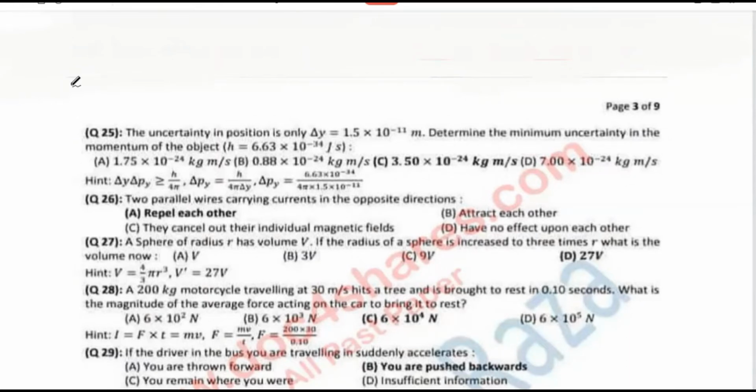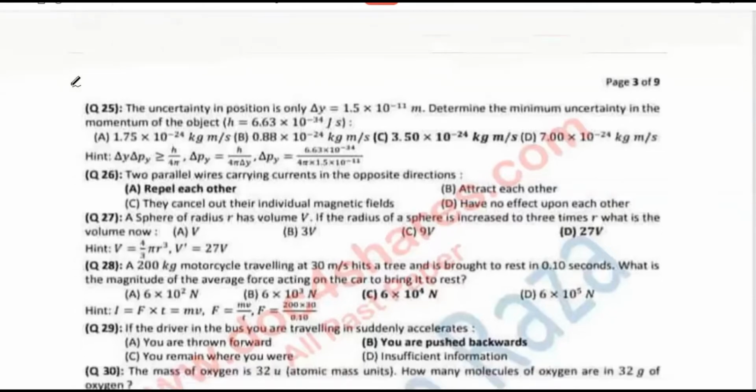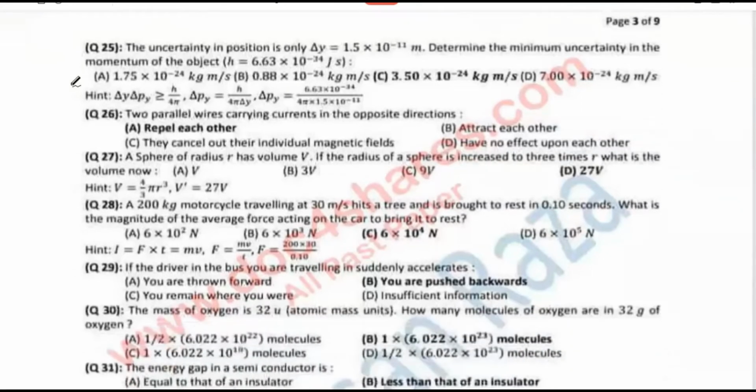Question number 26, two parallel wires carrying currents in opposite direction repel each other. A sphere of radius r has a volume V. If the radius of the sphere is increased to 3 times r, what is the volume now? So the volume is 27 V.